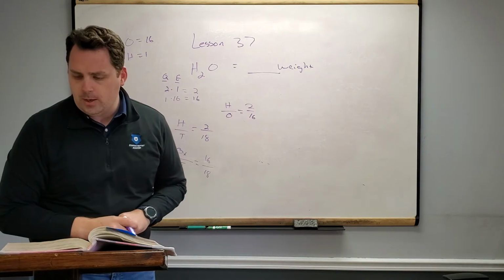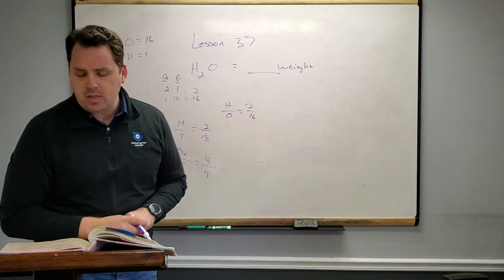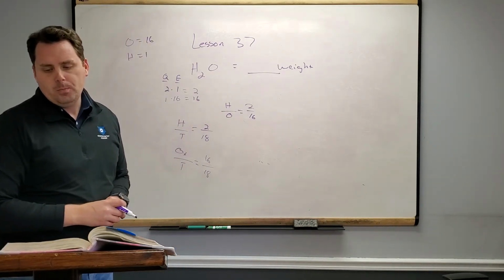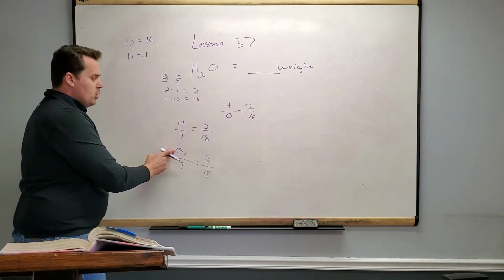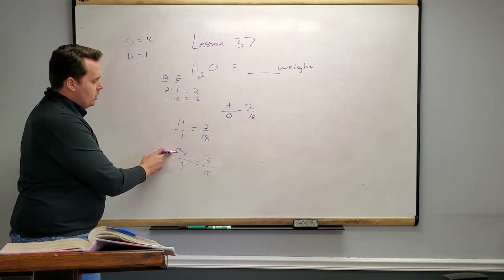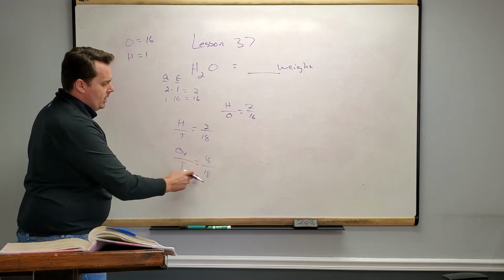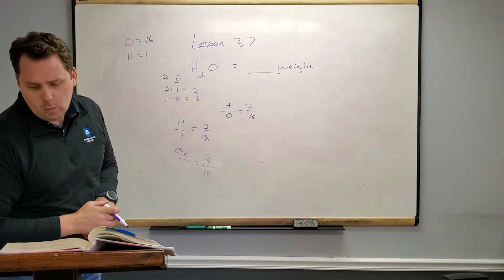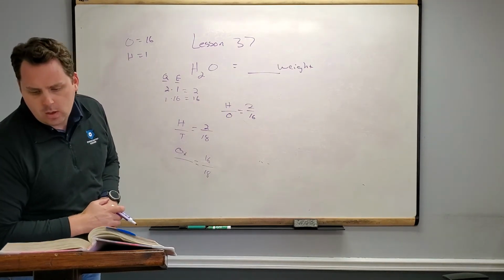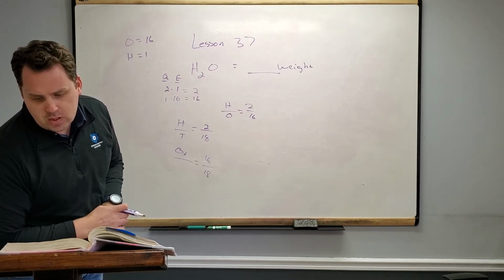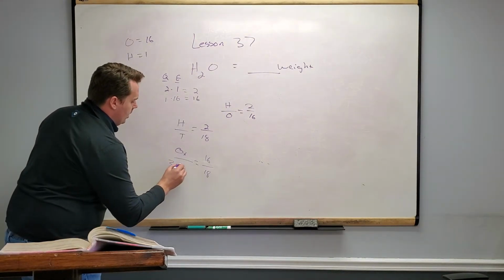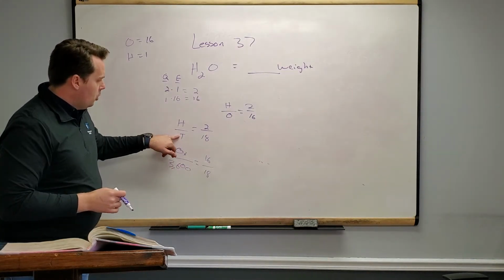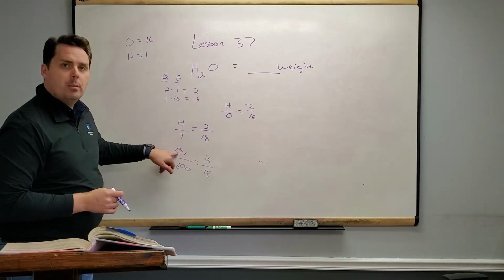Now in 37.1, they say if we have 3,600 grams of water, so that's a total, what's the weight of the oxygen? So I'm going to use this ratio right here. Oxygen over the total was 16 over 18. The total was 3,600 grams of water, right? Water is H2O. They want to know how many grams of oxygen.